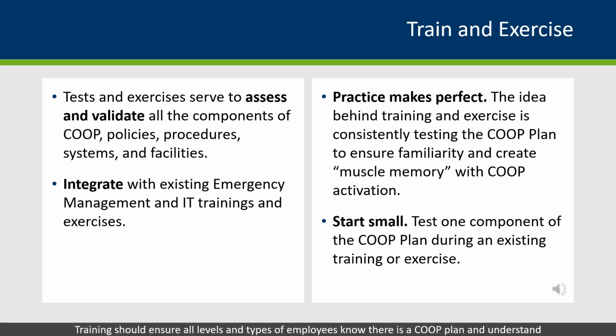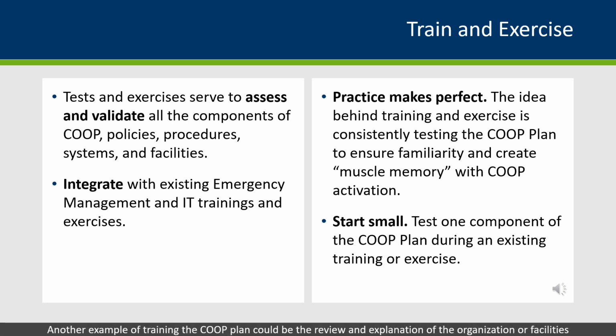Training should ensure all levels and types of employees know there is a COOP plan and understand their role during a COOP activation. Some may have big roles, some may have smaller roles, but it is important everyone understands what the COOP plan is and what their actions or inactions are during a COOP activation. Examples of training may be reviewing smaller sections of the plan during safety huddles or all staff meetings for everyone to become familiarized with the document and to have an opportunity to ask questions.